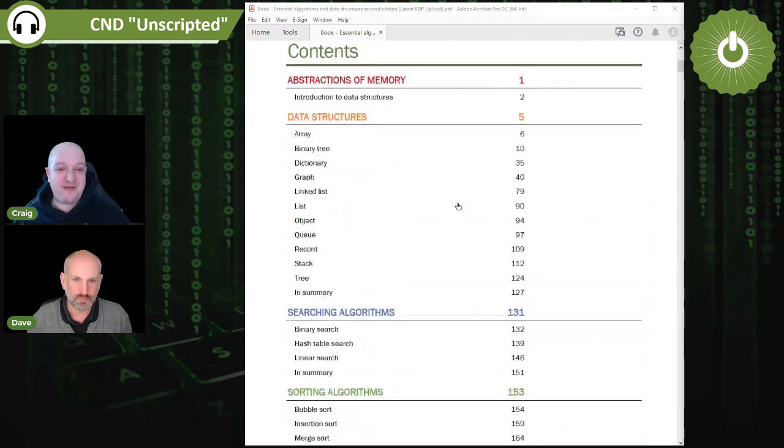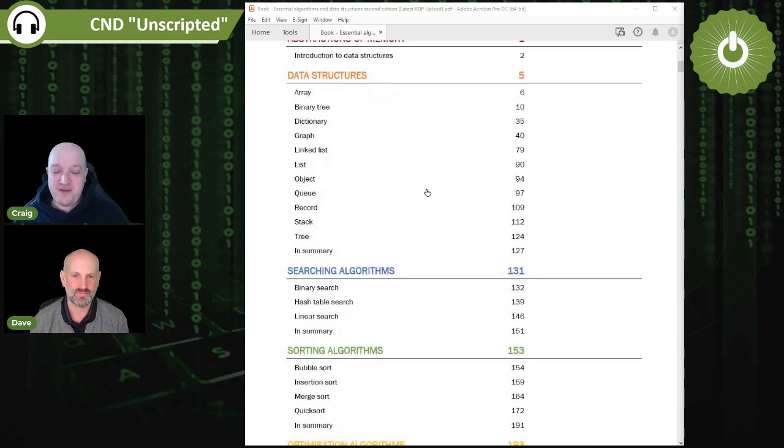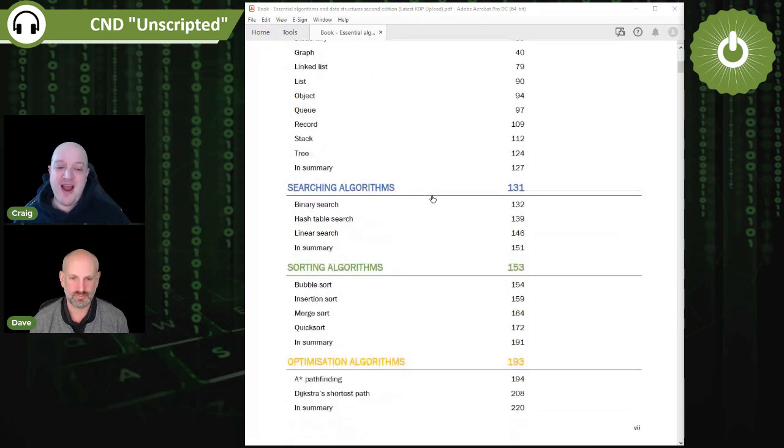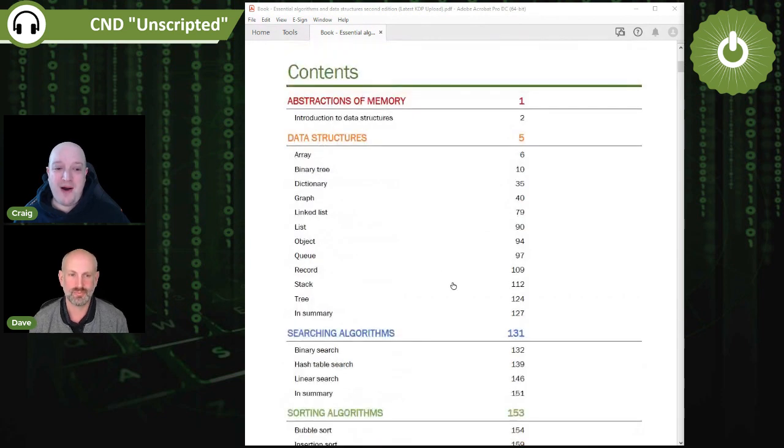If I just whiz down to the contents, then we start off with a little introduction about the abstractions of memory. I'm not sure how much Dave wants to talk about that. This could be a 9-hour video. But then we've got the data structures first, followed by the searching algorithms, sorting, and then finally those pathfinding optimization style algorithms.